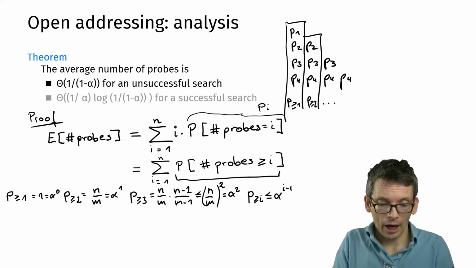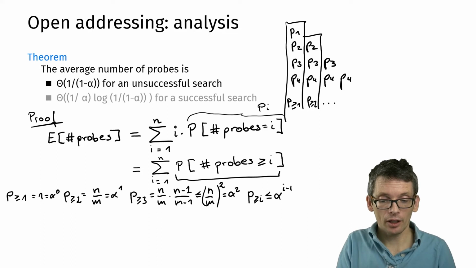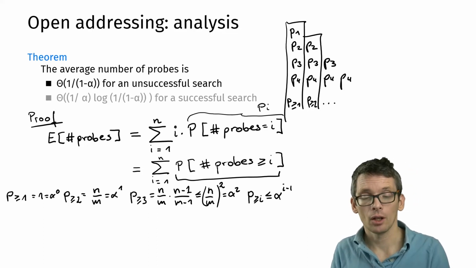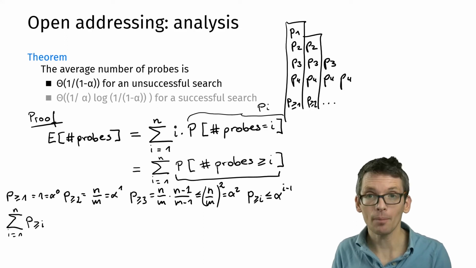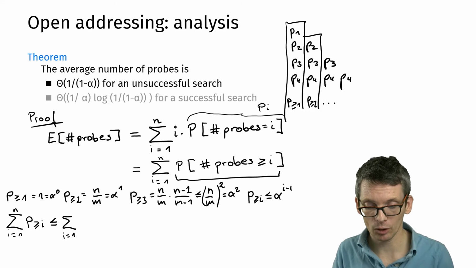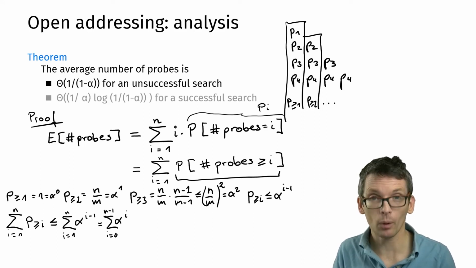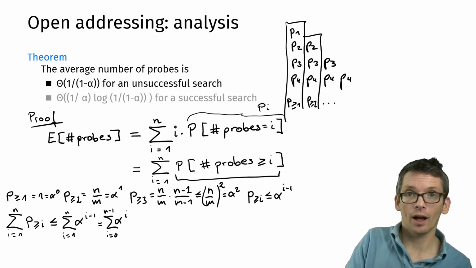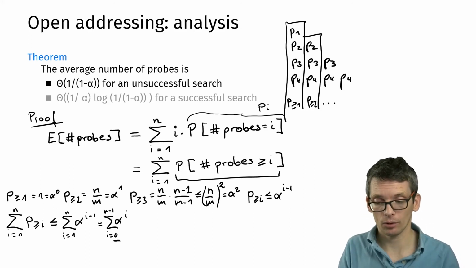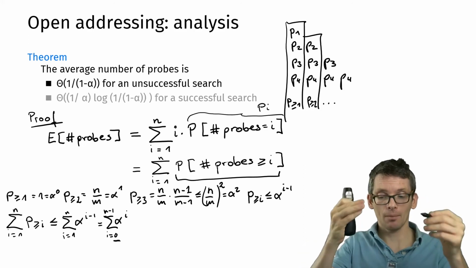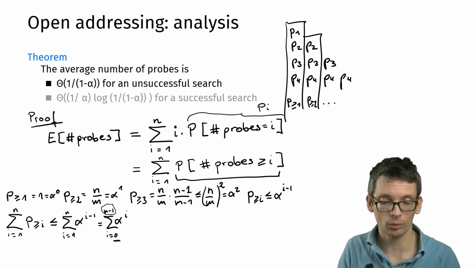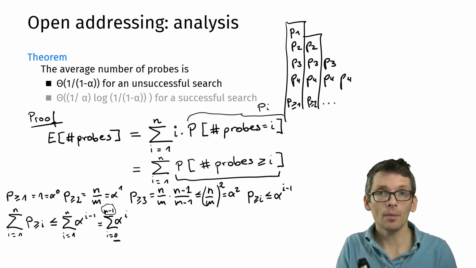So now I know what these P larger or equal i terms are, the terms that I have in the sum for the expectation. So let's sum them up. I get the sum of P larger or equal i. I can now bound this by alpha to the i minus 1. And then let me shift the index by 1. Then I get the sum of alpha to the i. And you see now my sum starts at i is 0. So instead of starting at 1 and having i minus 1, I start at 0, I have i, and my sum also only goes up to n minus 1 now. So I have the sum of alpha to the i.